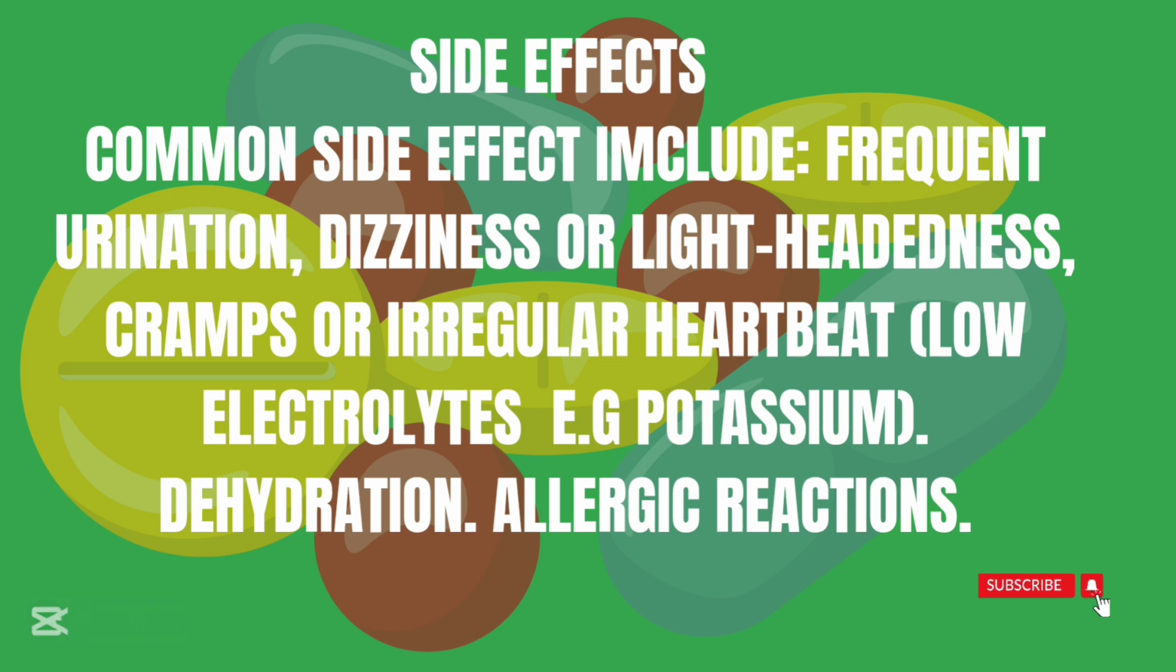Side effects of furosemide include frequent urination, dizziness or lightheadedness, cramps or irregular heartbeats, which could be due to low electrolytes such as potassium ions. Other side effects could be dehydration or, in severe cases, allergic reactions.